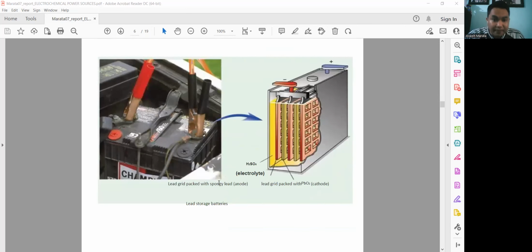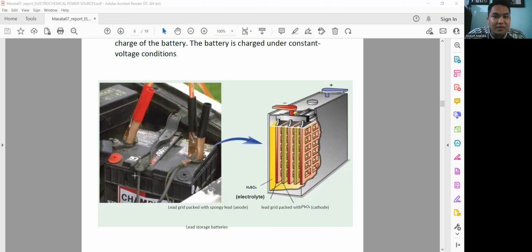This picture shows that the H2SO4 is the sulfuric acid. This is this one, as you can see in this photo. The lead grid packed with spongy lead is the anode, which is this red one, and the lead grid packed with lead oxide, PbO2, is the cathode. This is the yellow one. This is the example of the primary battery, and this is the example of the secondary battery.